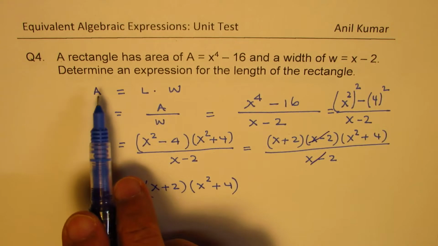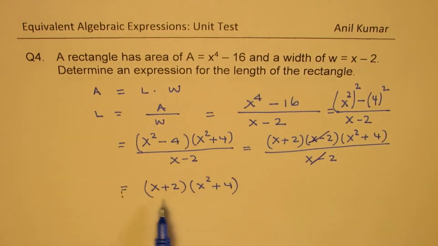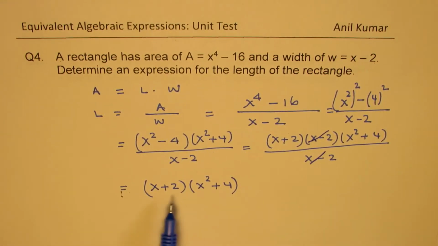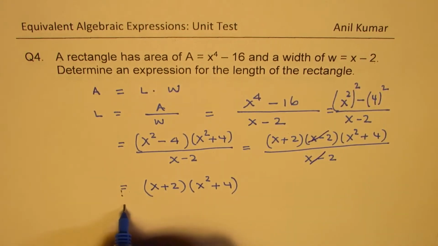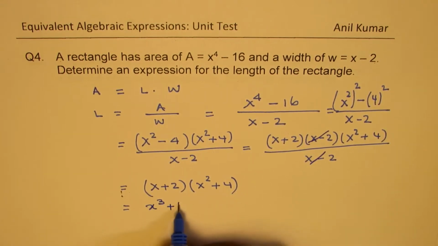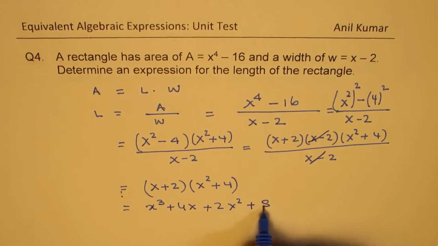So we have to find an expression for length. So that is the expression for length. You may leave it at this stage, but this is simple to expand also. So in that case, I'll advise you to expand this. We get x cubed plus 4x plus 2x squared plus 8, right?